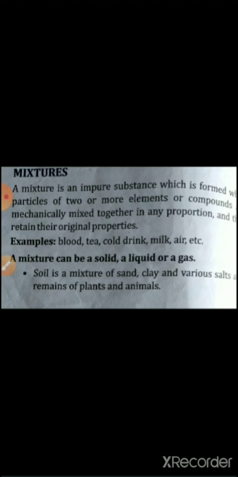Mixtures are present in three forms also. We can get a mixture in solid form, in liquid form, and in gaseous form. An example of a mixture is soil. Soil is a mixture of sand, clay, various salts, and remains of plants and animals. We know fallen leaves are mixed with soil. After the death of animals, their dead bodies are put in the soil underground, and after some time they mix together. In this way, soil is a mixture of sand, clay, various salts, and remains of plants and animals.